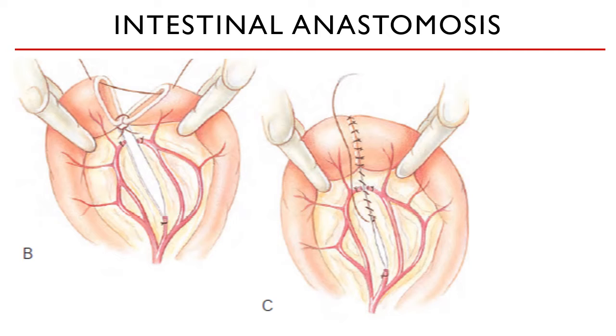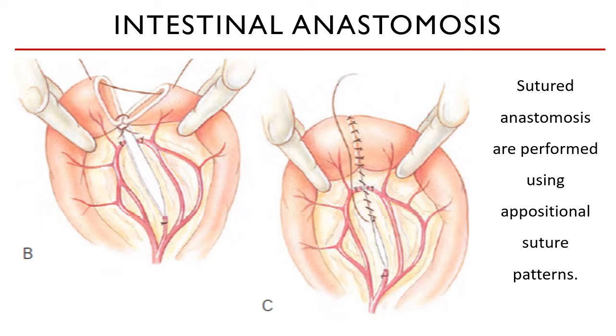Now, how do we anastomose, or how do we join these two intestinal segments together? These are sutured together with appositional suture patterns. You may choose between a simple interrupted pattern or a simple continuous pattern. Now, Doc, why appositional suture patterns only? Any guesses?